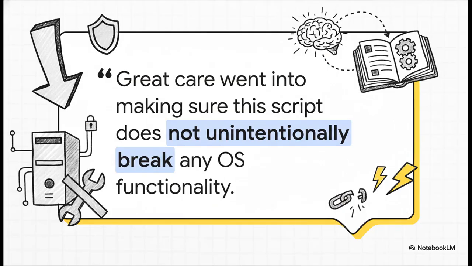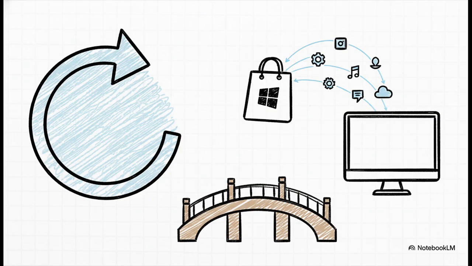Of course, we have to be responsible here. The developers themselves put this warning right up front. They say, "Great care went into making sure the script does not unintentionally break any OS functionality, but use at your own risk." And that's fair. It's a powerful tool making real changes to your system, so it's smart to just be aware of what you're doing. But here's the final piece of good news, and it's a big one. According to the developers, most of these changes are not permanent. They can be reverted. And what if you suddenly miss an app it uninstalled? No problem. Almost all of them can be easily reinstalled right from the Microsoft Store.